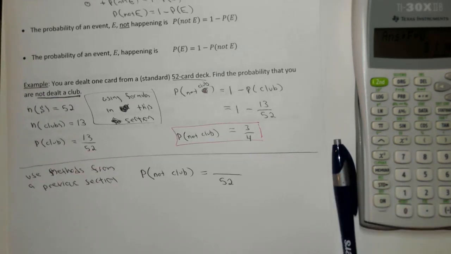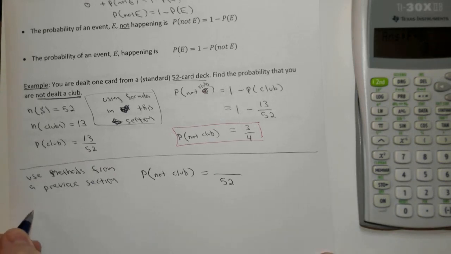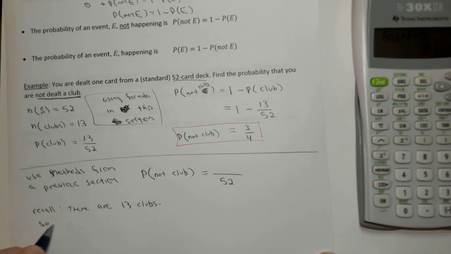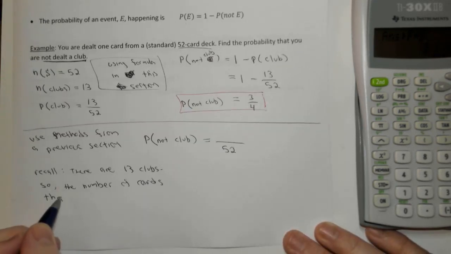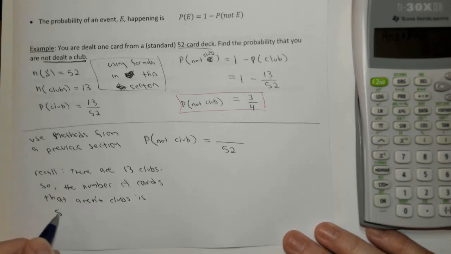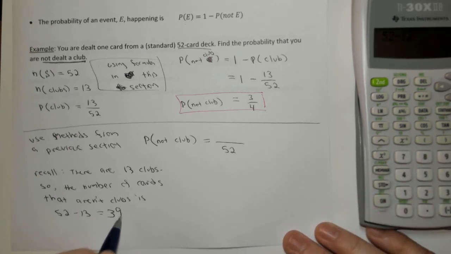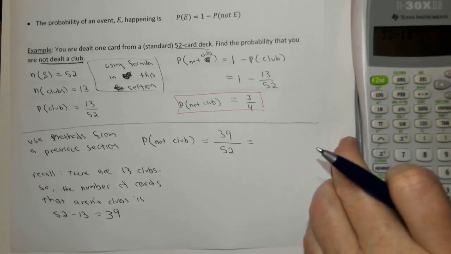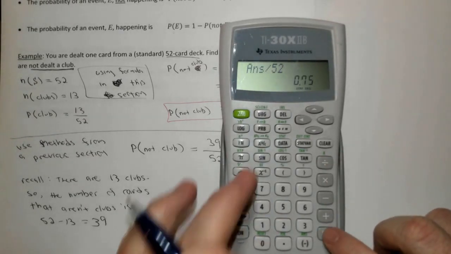We know that there are 13 clubs, so the number of cards that aren't clubs is 52 minus 13, which is 39. So the number of cards that are not clubs is 39 over 52. If I type that in the calculator, oh, that looks familiar.